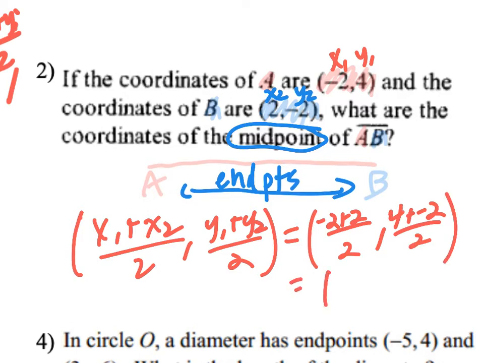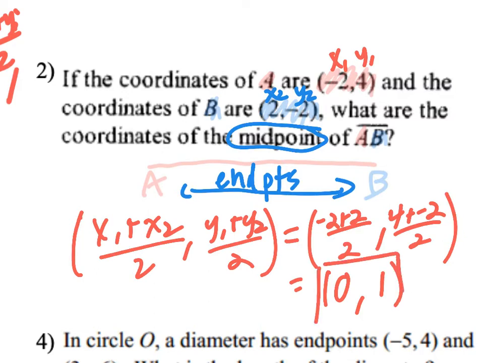I'm going to simplify this. I get -2 plus 2 is 0. 0 divided by 2 is going to be 0. And when I actually think about it, what's in between -2 and 2 on a number line is going to be 0, so that seems like I did that correctly. Let's look at 4 plus -2. 4 plus -2 is the same as 4 minus 2, which is 2. 2 divided by 2 is going to give us 1.